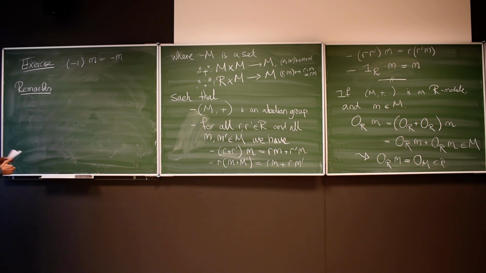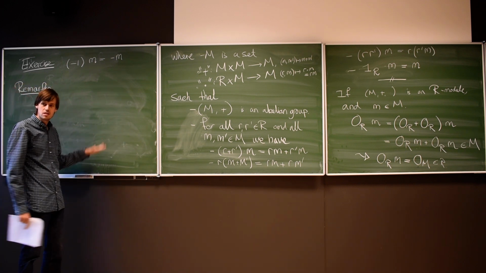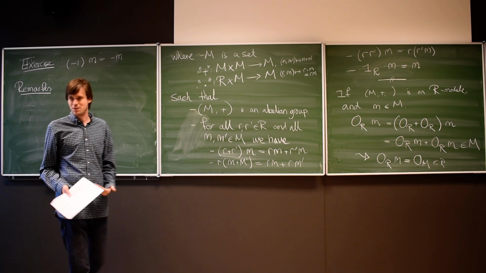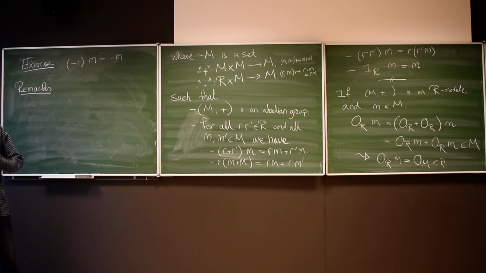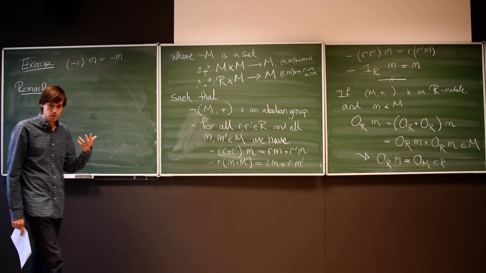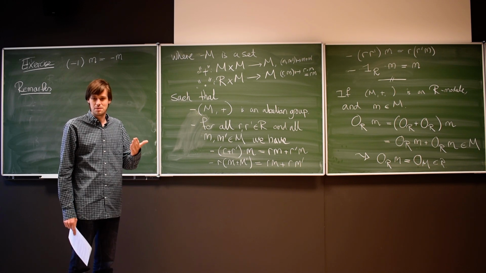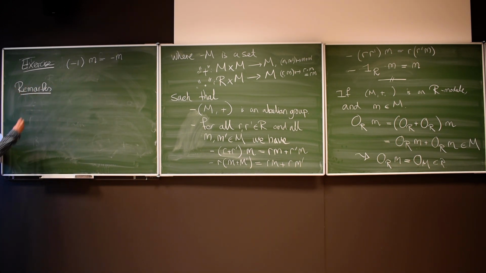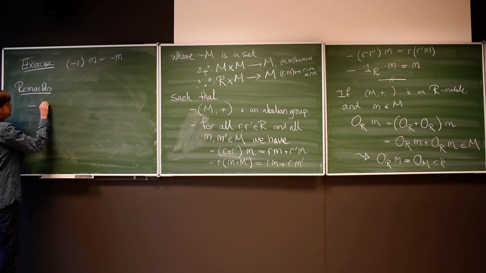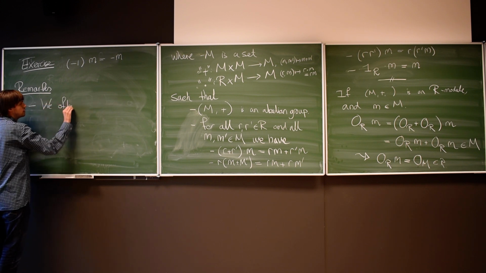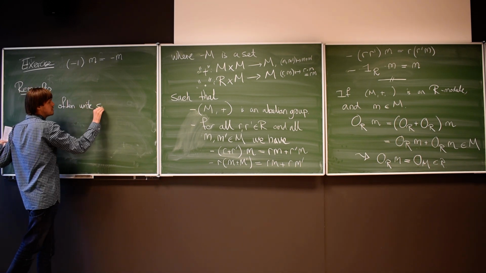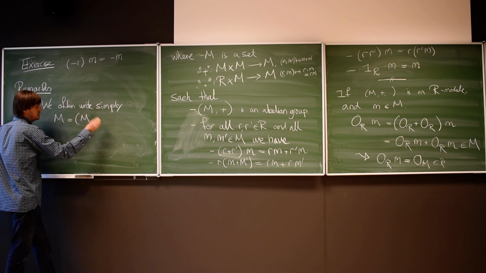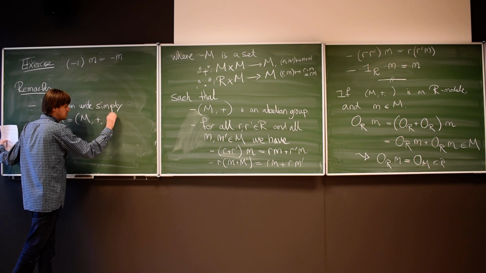So I started by writing a module is a triple consisting of a set, a plus, and a dot. We almost never write all those things, so we usually suppress that from the notation and only write M. But it's of course important to note that this plus and this dot are really important. They determine the structure of the module, right? So we often write simply M, where we should have maybe written M comma plus comma dot.